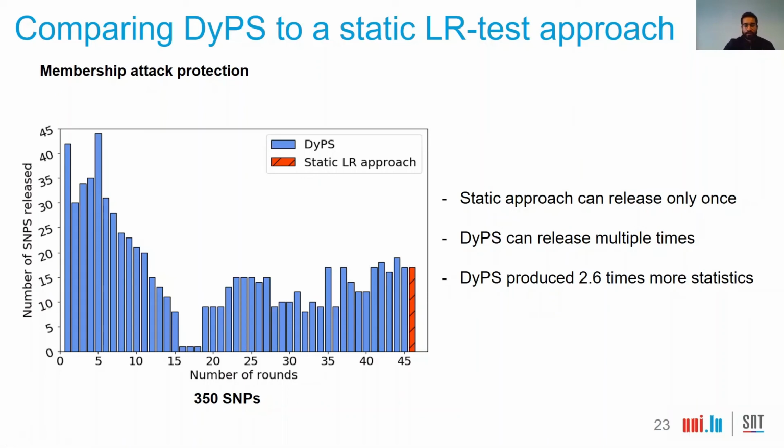We also compare DIPs to a static LR approach to protect the releases against membership attacks. And as you can see, DIPs is able to release since the beginning of the experiment. On the other hand, the static LR approach can only release at the end of the experiment when it has gathered all of the genomes. In addition, DIPs does not degrade the number of SNPs, and even at some rounds, DIPs was able to consider more SNPs than the static approach.